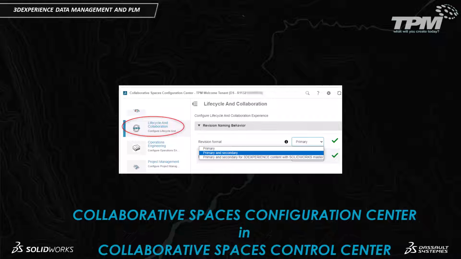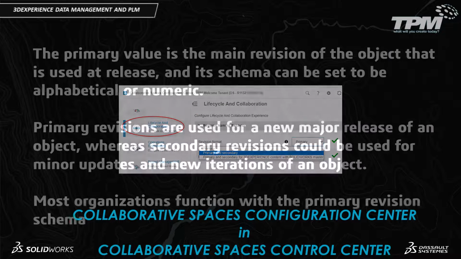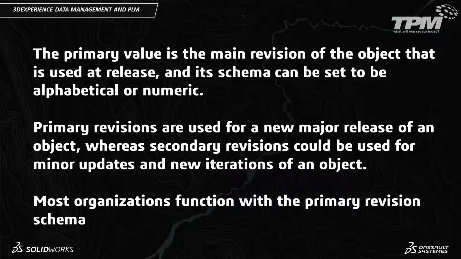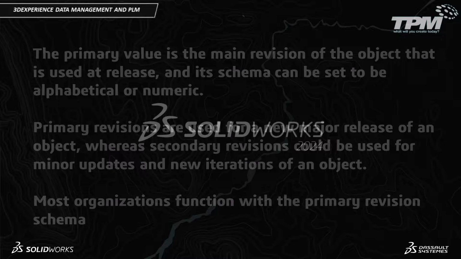Each new customer 3DEXPERIENCE tenant is set up to use primary revisions by default. The primary value is the main revision of the object that is used at release, and its schema can be set to be alphabetic or numeric. In brief, primary revisions are used for a new major release of an object, whereas secondary revisions could be used for minor updates and new iterations of an object. More often, organizations will function with the primary revision schema.